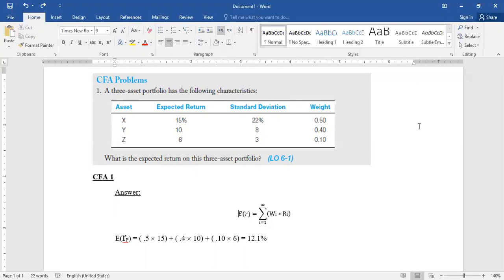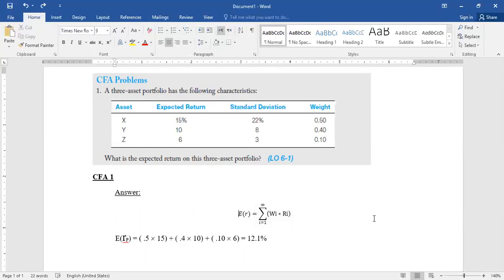So the question is, what is the expected return on this 3-asset portfolio? When we're looking at the expected return of a portfolio, always remember that it is the summation of the weight times the return of each asset, of each investment in this portfolio.